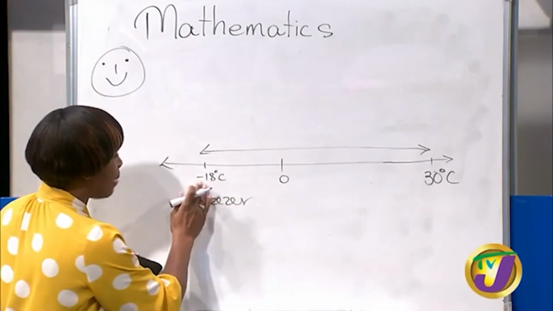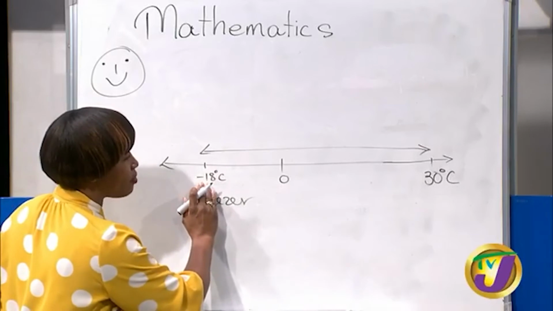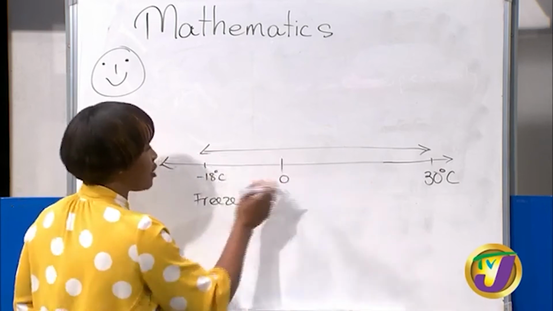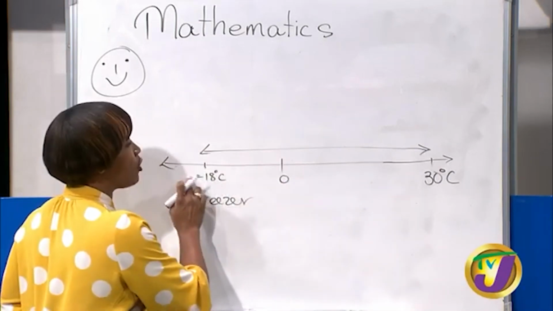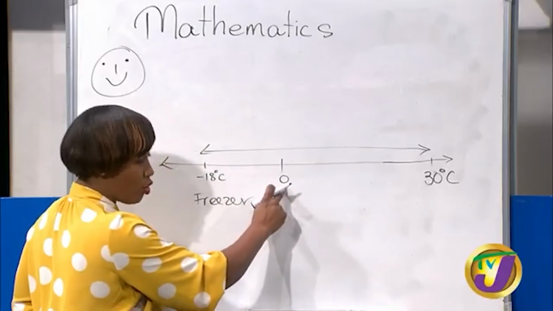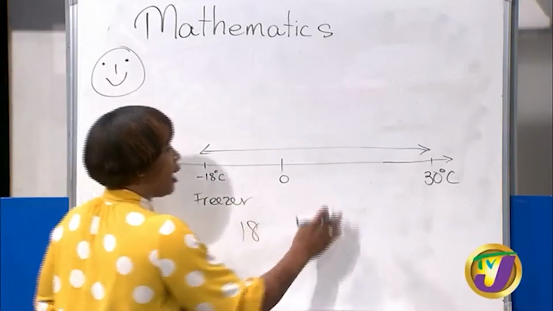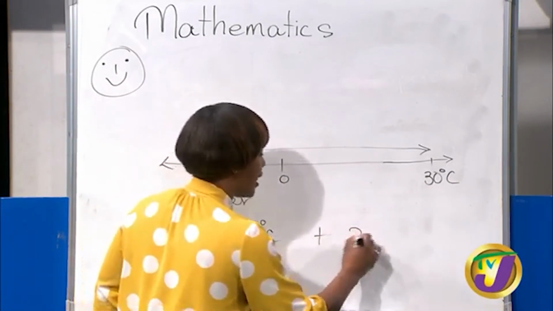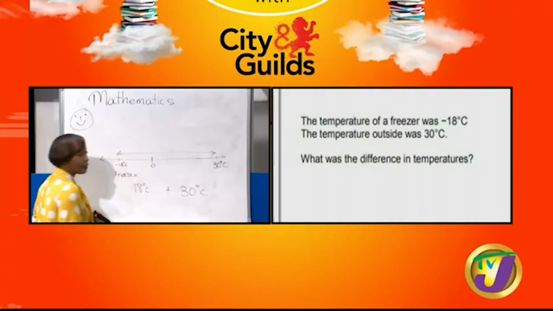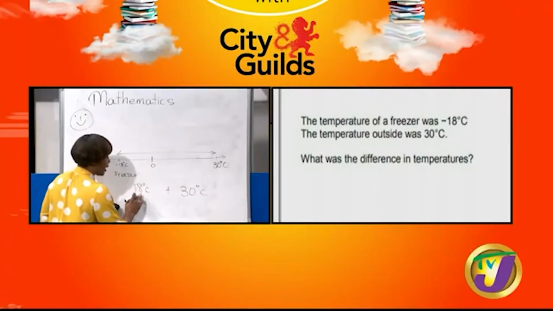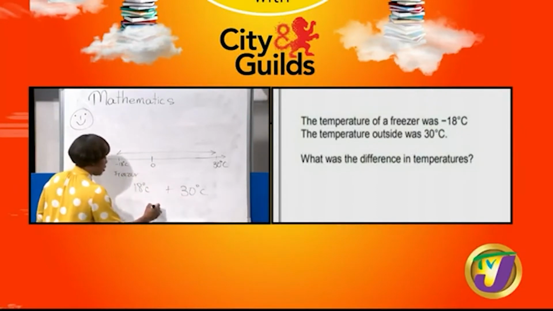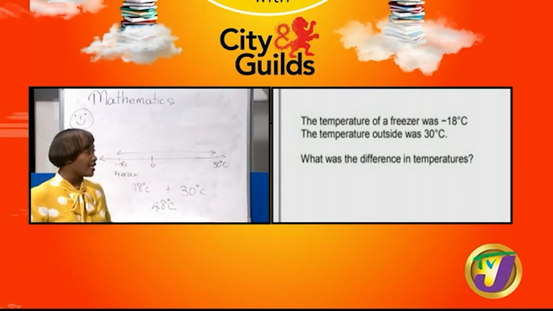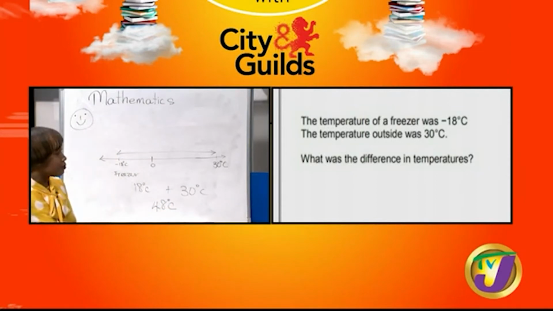So now, I'm at negative 18. How many moves would I have to make, or how many degrees would I have to change to get to 0? If I'm at negative 18, I'm going to have to move 18 degrees up to go back to 0. So that's 18. And if I'm at 0, to make it to 30, I'm going to have to move 30 degrees as well. So the difference would be 18 plus the 30, which would be 48 degrees Celsius, is the difference from negative 18 to 30.